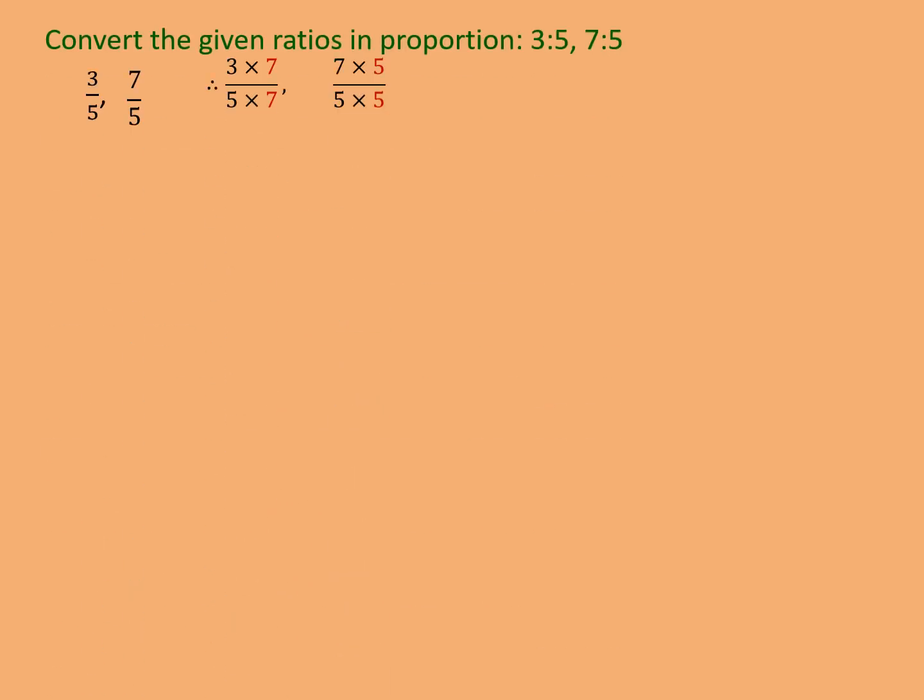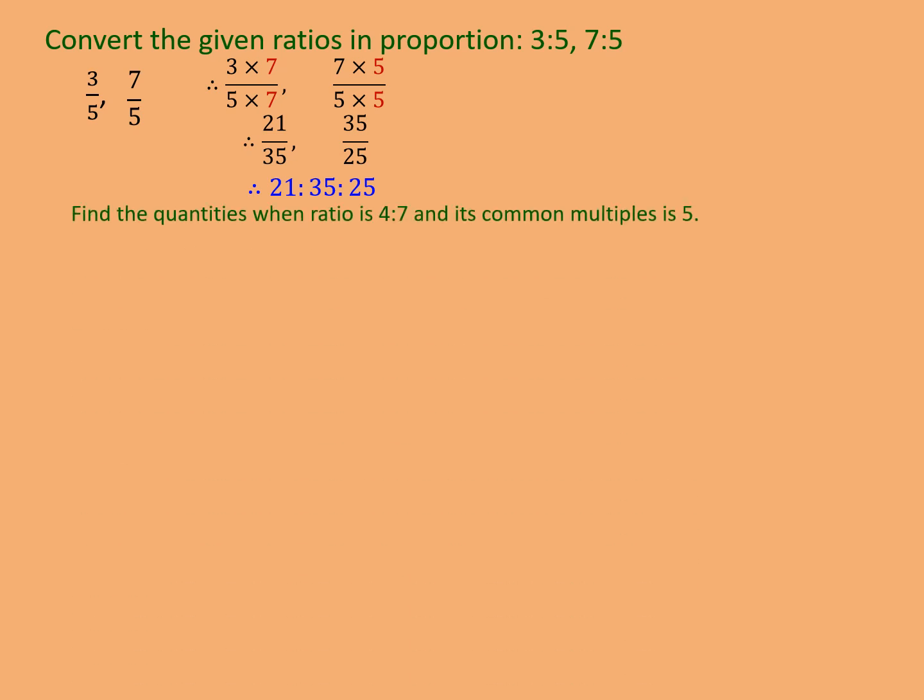Let us go for the next part of it. So convert the given ratio into proportion as you have seen before. Just have a quick look, that is 21:35:25. We have converted, and then we have a quantity when the ratio is given and the common multiple is given, how to convert them into a quantity. So 4 into 5, that is 20, and 7 into 5, 35. When the common multiple is given, that should be directly multiplied to the predecessor and successor of the ratio, and you will get the quantity. Why?